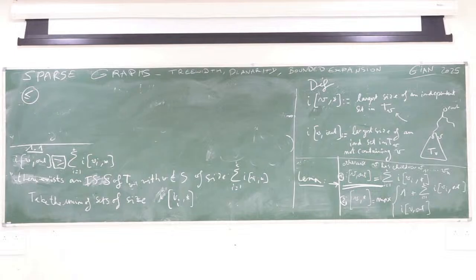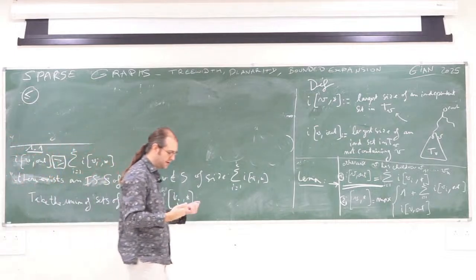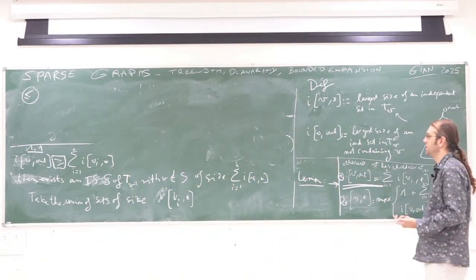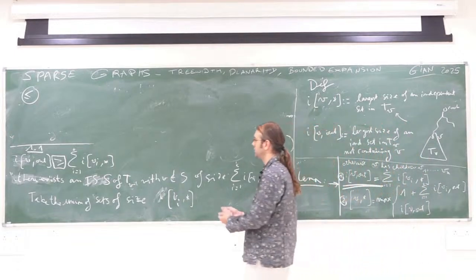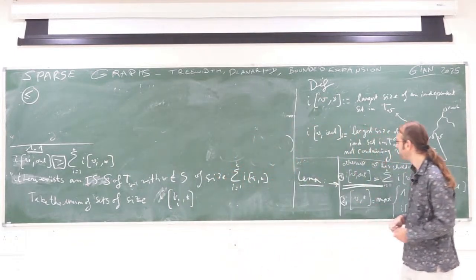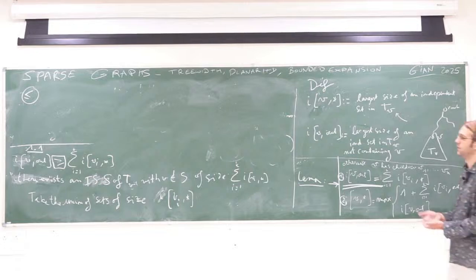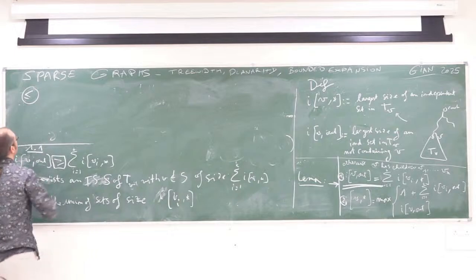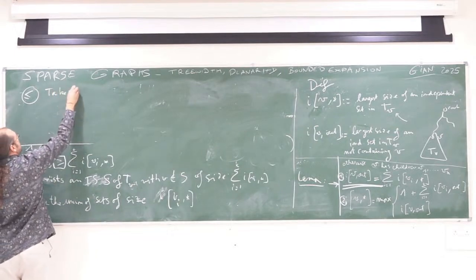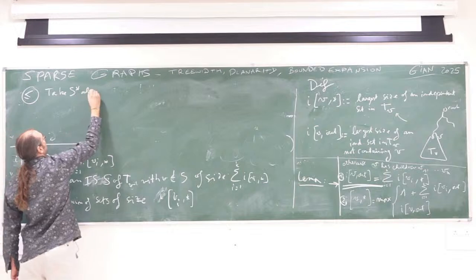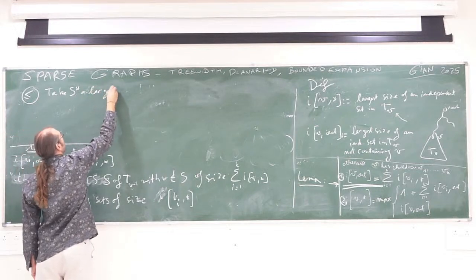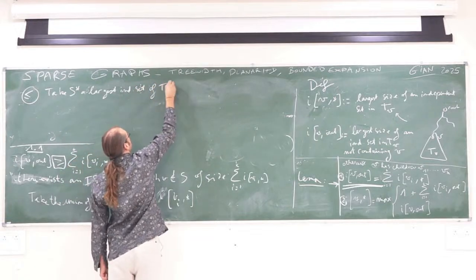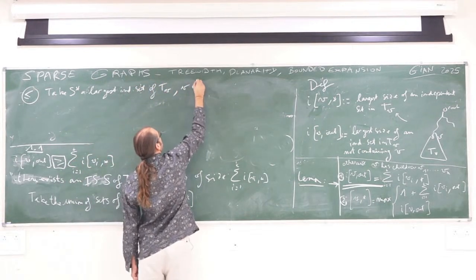So what do we do there? Here we'll start with a hypothetical independent set which satisfies the property that V is out, and we just show that it cannot be bigger. So take S star, the largest independent set of TV such that V is not in the set.